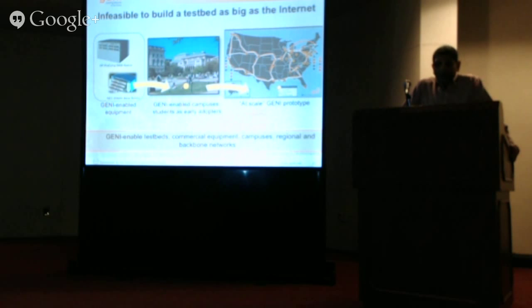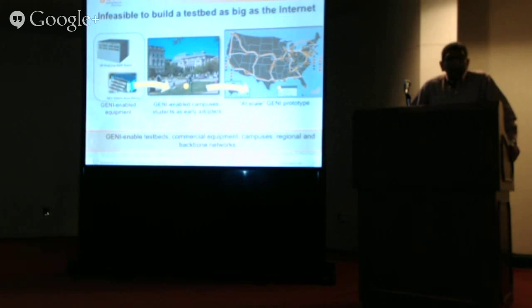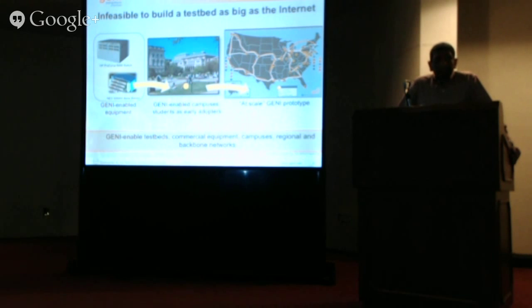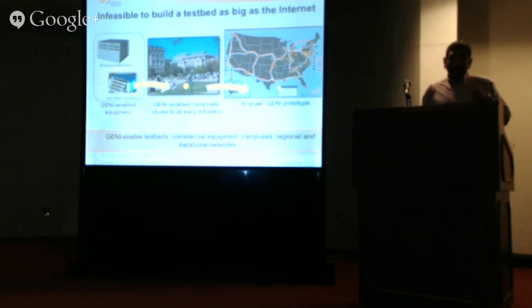Obviously, it's impossible to build a testbed that is the size of the internet, but GENI grows by taking advantage of existing infrastructure. You can GENI enable equipment on campuses. There are already campuses with campus networks with switches deployed. On many campuses, you can upgrade these switches with a firmware update to make them OpenFlow enabled. OpenFlow is a software-defined networking technology that allows you to partition your switch for research and for production. So you can make the software upgrade to enable OpenFlow, and now you can use your existing campus network to do research, experimental traffic, programming switches.